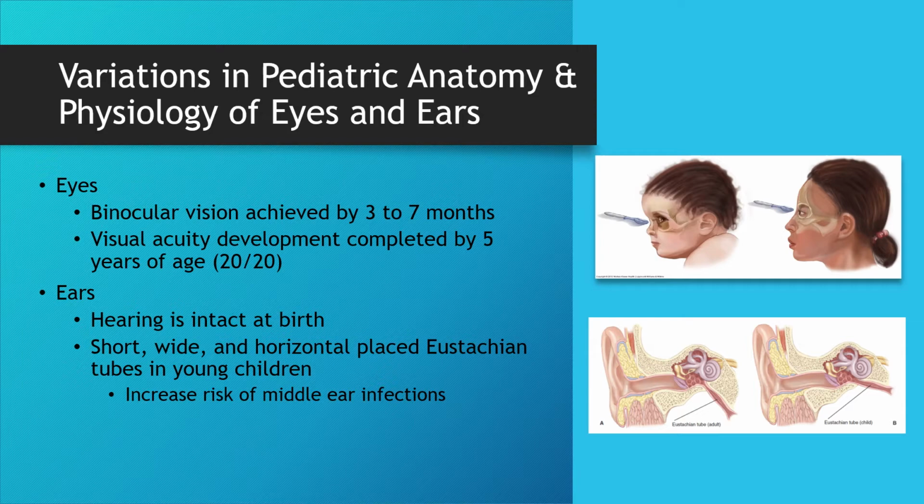As you can see in the photo, the infant's eyeball occupies a very large space within the orbit compared to that of the adult. So this makes that infant more susceptible to injury.